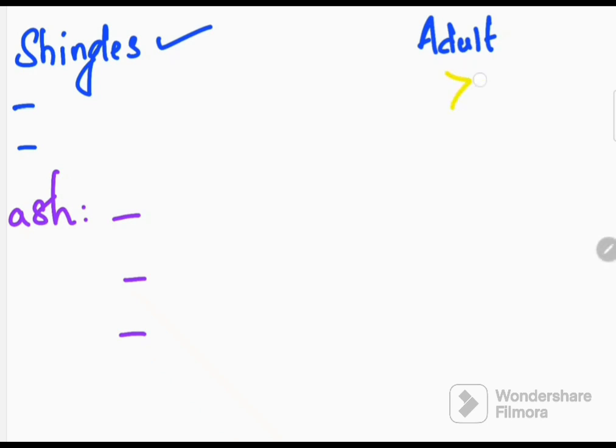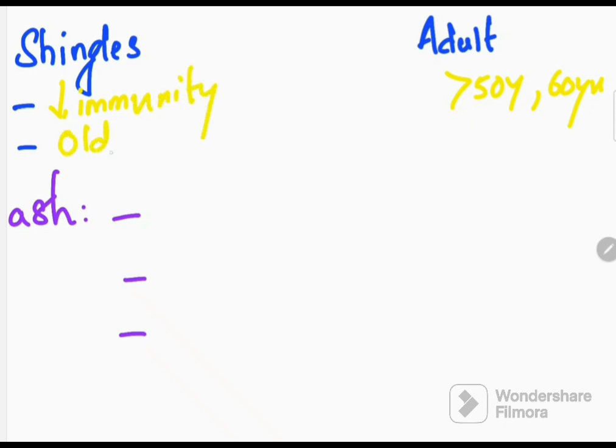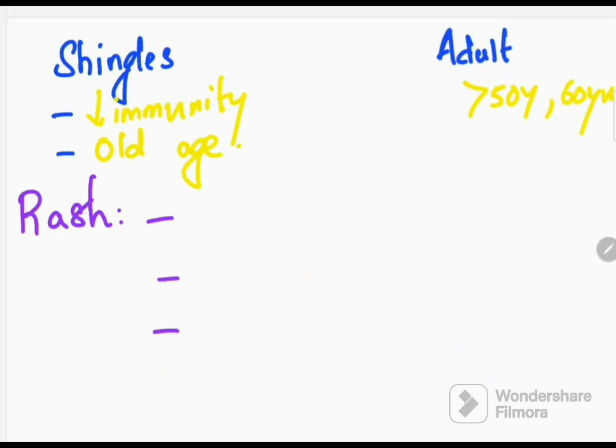But once he crosses the age of 50 years, or let us say 60 years, he becomes old. His immunity goes down. So what happens to the virus which was latent or sleeping inside his body will show up, and that is called as shingles. So shingles is nothing but the reactivation of the zoster virus in a body. This patient would have got the virus when he was young, but the virus remained inactive because of his good immunity. So it gets activated because of decreased immunity and old age.